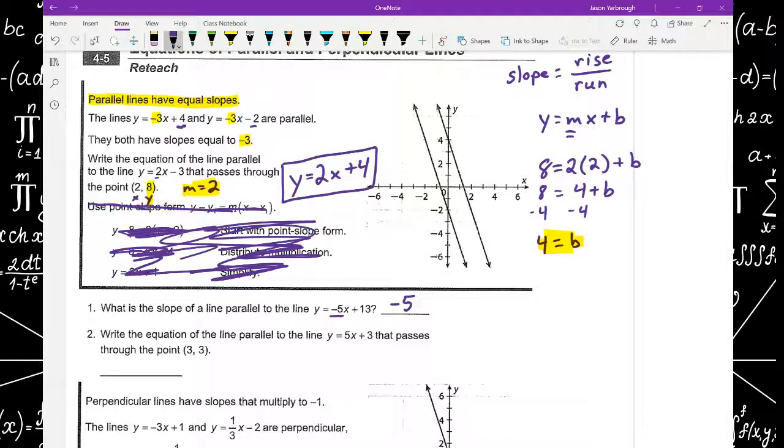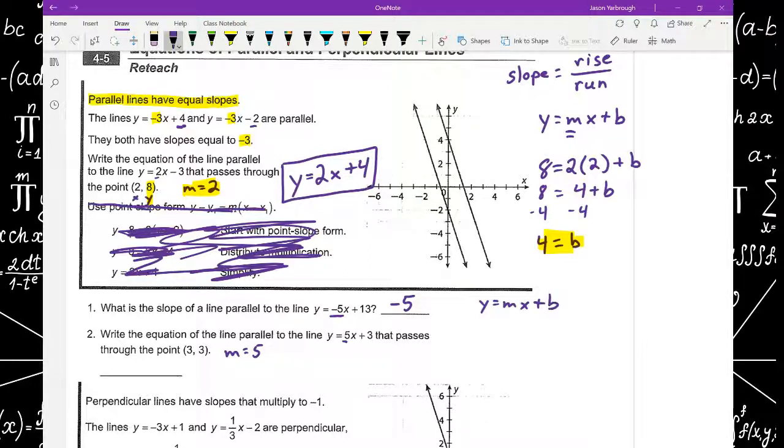And then number 2, it says we want an equation of a line parallel to y equals 5x plus 3 that passes through 3, 3. Right, so looking at the equation originally, we've got the slope being 5. So m equals 5. Right? And we want to do it in y equals mx plus b again.